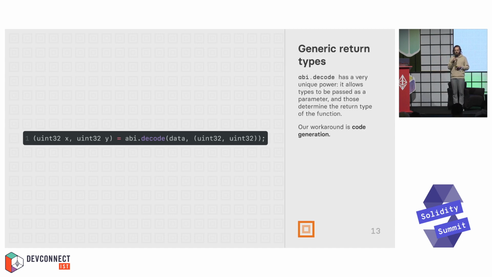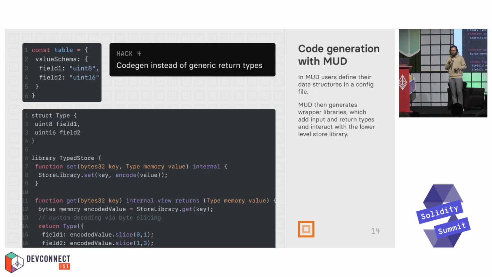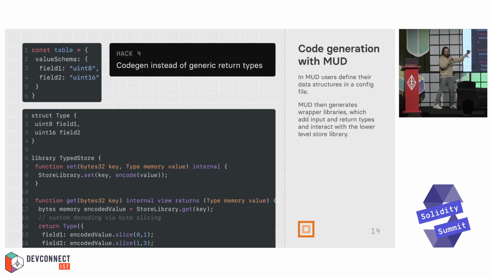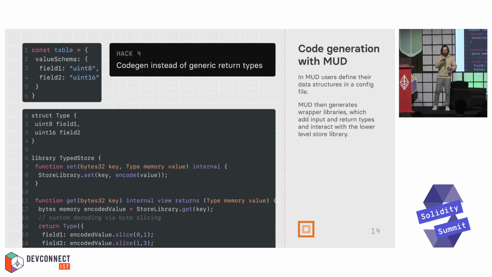So what we're doing instead here is code generation. So what actually happens in MUD is people define their data structures in a config file, and then we generate a library, basically a type wrapper library for them, which includes the setter functions, which essentially just call the lower level store library and our lower level encode function. And then for getting the values, what it does is it essentially gets the value back out of the storage and then uses a custom slice implementation basically to get the bytes back out of the bytes blob and then cast it to the type that we want.